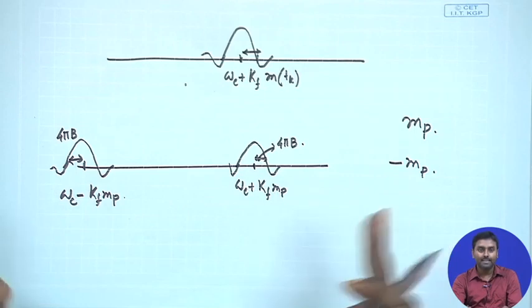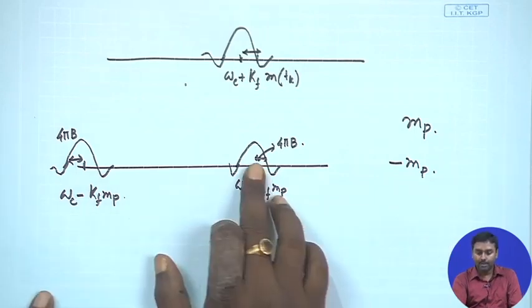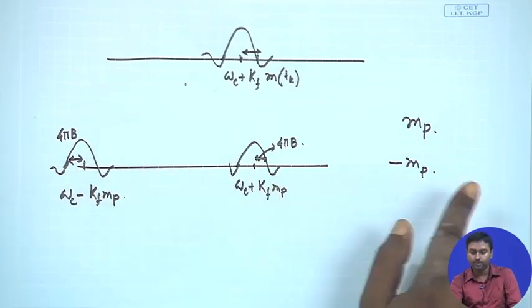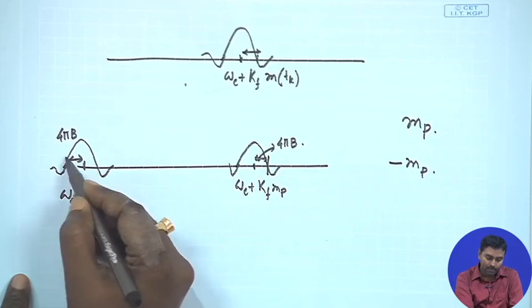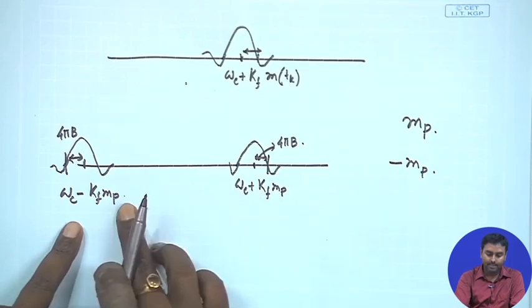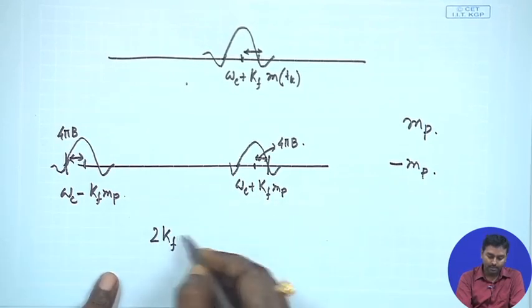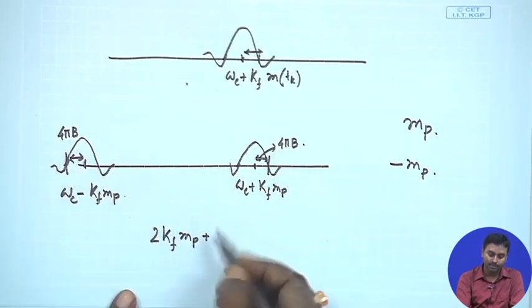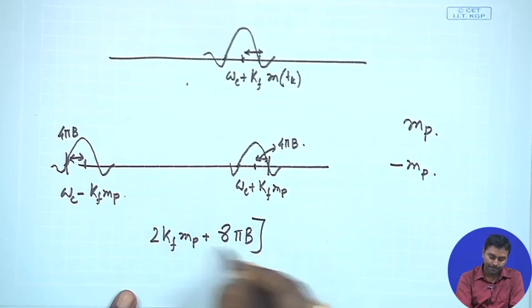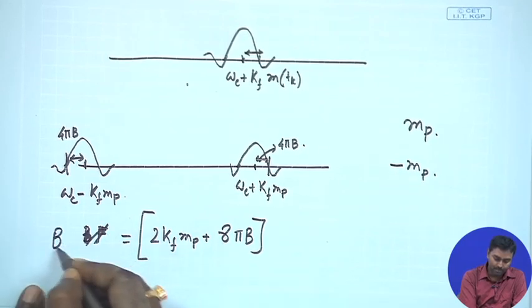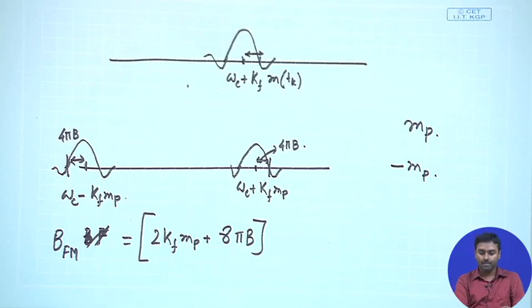So overall this is the variation where the meaningful bandwidth will be, because beyond this all the sincs will be diminishing. So I can say this is probably my valid bandwidth, and what that is actually is this minus this. That should be 2 into kf into MP, plus on this side 4 pi B and this side 4 pi B, so it should be 8 pi B. That should be the bandwidth, sorry, B_FM, the bandwidth of FM.